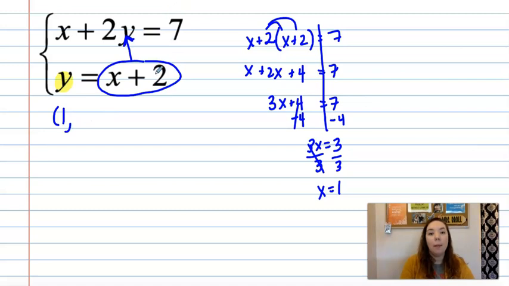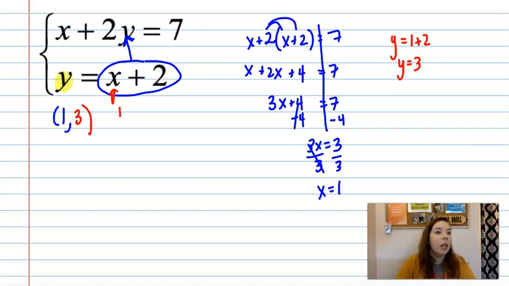I'm going to plug 1 back in for x. So y equals 1 plus 2. That's 3. I could also have plugged it back into this one and gotten 3 as well. But this one seemed to be the easiest one since y was isolated.